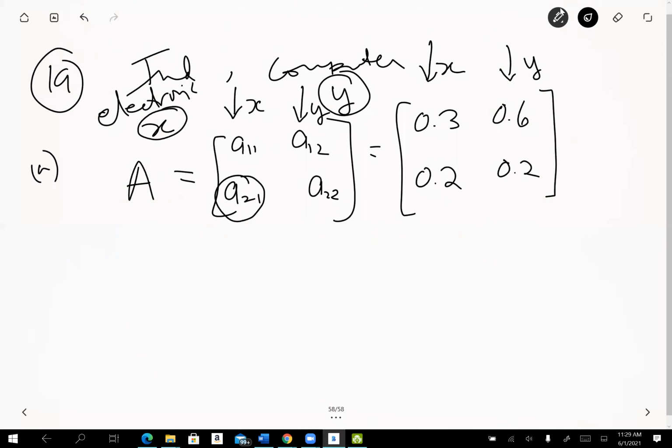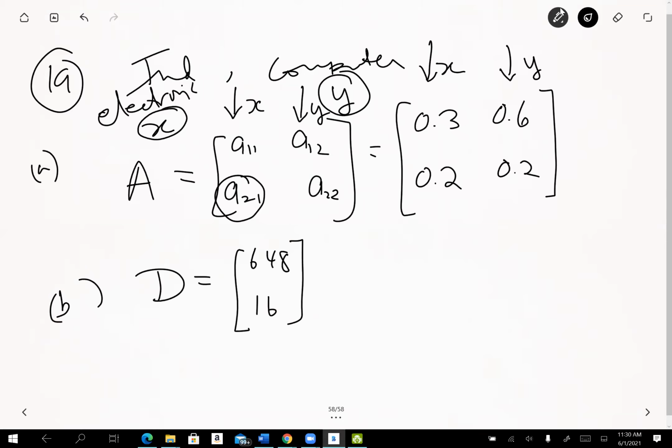Now, for part B, you will get the surplus: 6 for X and 8, and then 16. So that will be the matrix D. For X you have 6 and 8, for Y you have 16. D is the final consumption or the surplus.